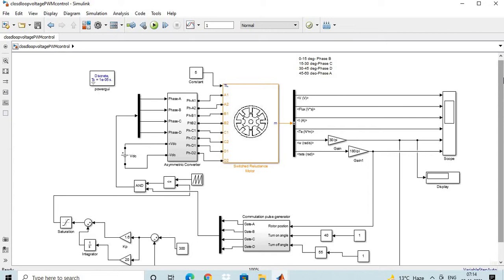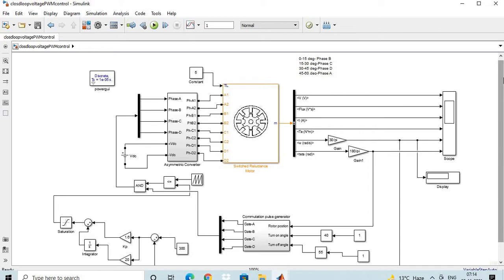So as discussed, we are going to discuss the closed loop model of switch reluctance motor, and we'll do the analysis, or we'll check the response of this switch reluctance motor. We know that switch reluctance motors, as the name suggests, work on the principle of variable reluctance, like the tendency of the rotor to align with minimum reluctance position is nothing but the working principle of switch reluctance motor.